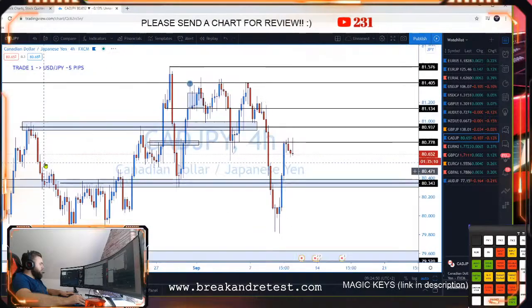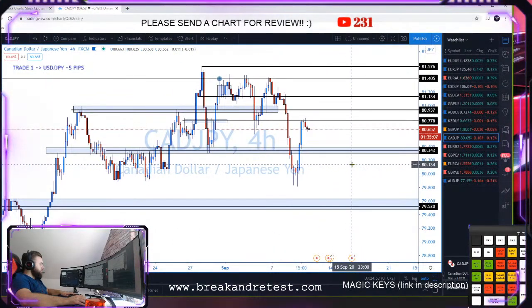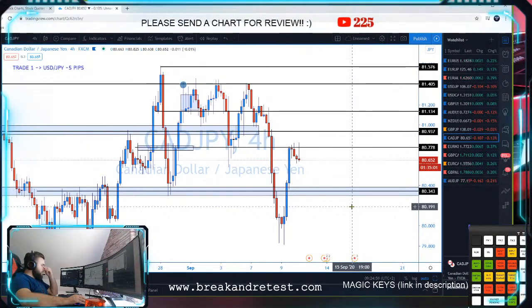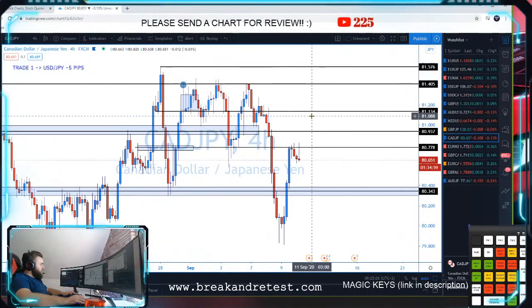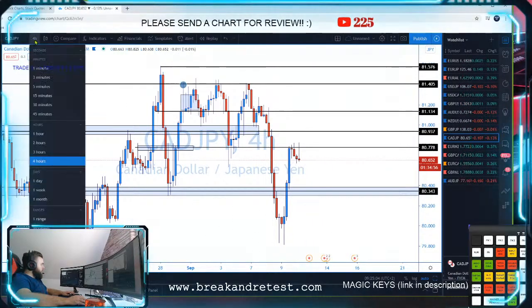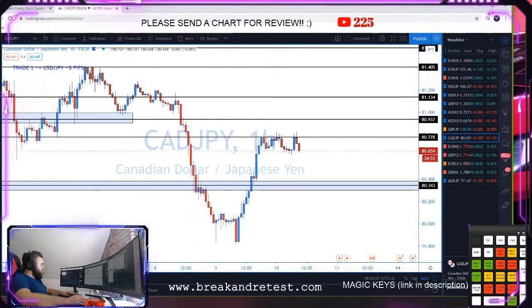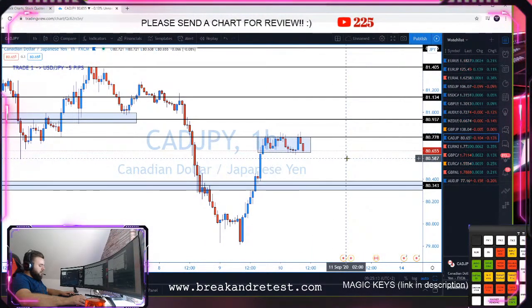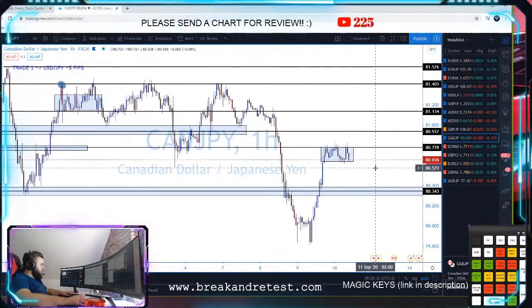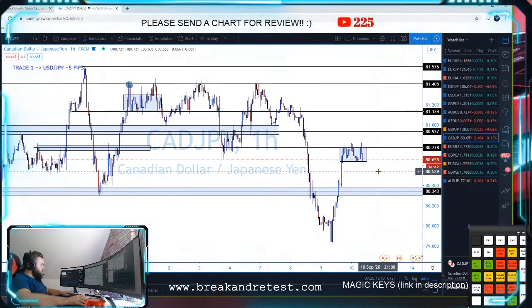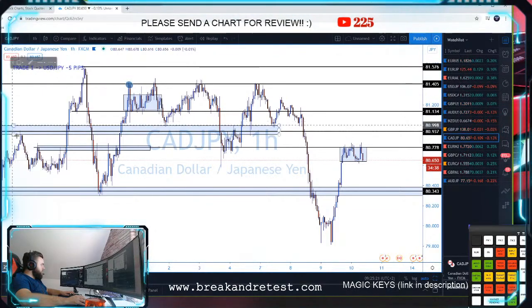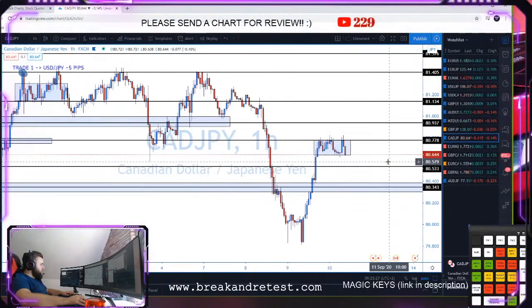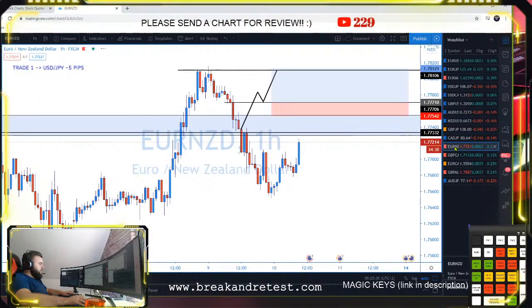CAD JPY. CAD JPY yesterday, what a nice break and retest. Huge pullback yesterday, and today looks like we've made a small consolidation box here, and we might have a break to the downside. Also, we are rejecting resistance. Next zone looks like it's only 10 pips away, so I'm gonna skip this.